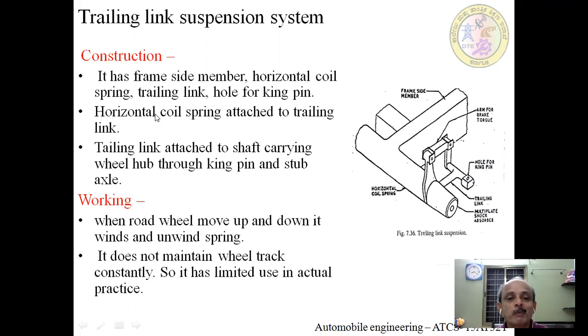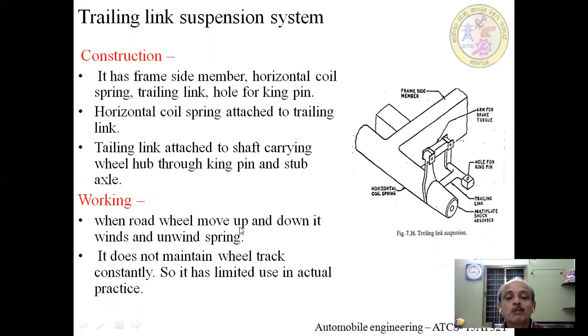Next, the horizontal coil spring is attached to the trailing link. The trailing link is attached to the shaft carrying the wheel hub, through the kingpin and stub axle. So that is very simple. Now you can see the working here.